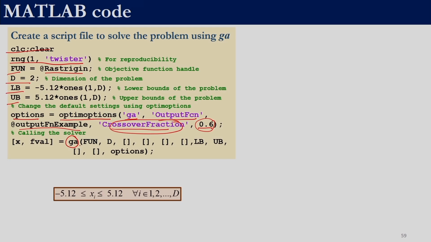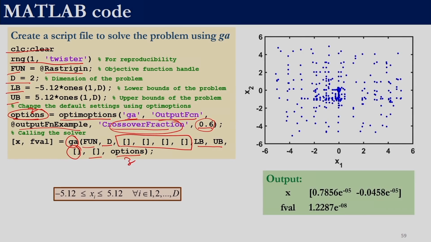Then we solve using GA. For solving with GA, the syntax is the fitness function file, number of decision variables, linear constraints if we have any. In this case we do not have any linear constraints, so we give an empty bracket, then lower bound, upper bound. In this case we do not have a nonlinear constraint. If we had a nonlinear constraint, we need to give the name of the file, and then intcon. Intcon is if we have any integer variable. In this case we do not have any integer variable, so we give an empty bracket, comma options, because we used the word options over here. If we had used, let us say, z over here, we would have to provide z over here. When we execute this, we will get something similar to this.